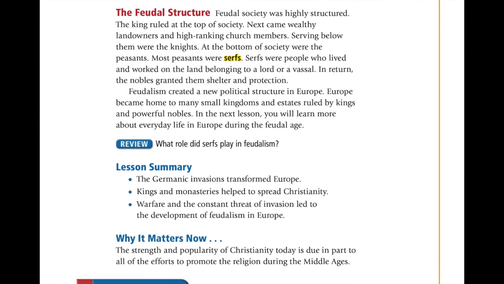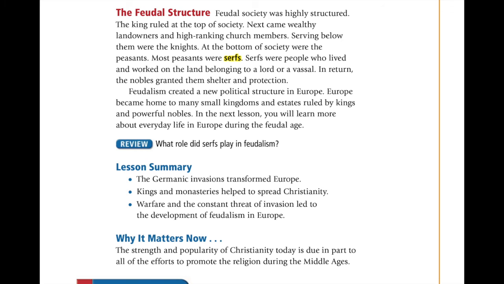The feudal structure. Feudal society was highly structured. The king ruled at the top of society. Next came wealthy landowners and high-ranking church members. Serving below them were the knights. At the bottom of society were the peasants. Most peasants were serfs. Serfs were people who lived and worked on the land belonging to a lord or a vassal. In return, the nobles granted them shelter and protection.